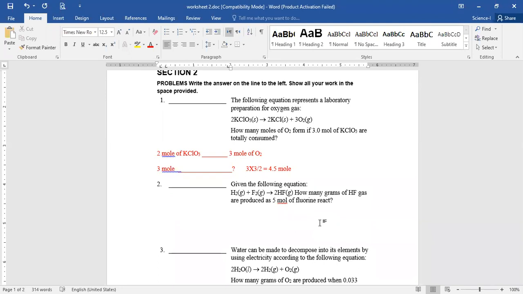I'm sorry, I don't know the answer. Let's try. How many moles of fluorine are there here? We know the moles from the coefficient. If there is no coefficient written, it means 1. So how many moles do we have?